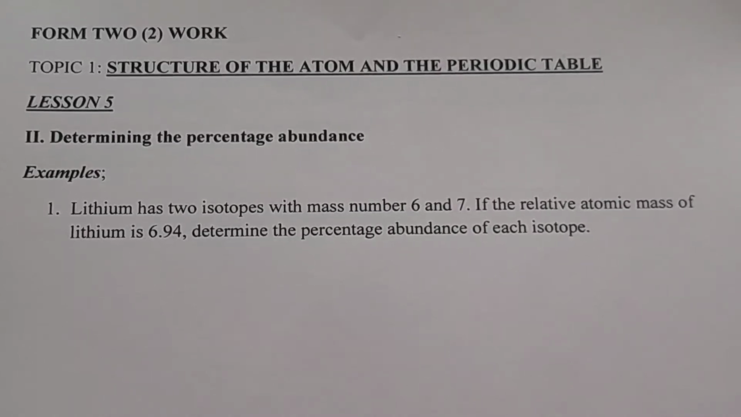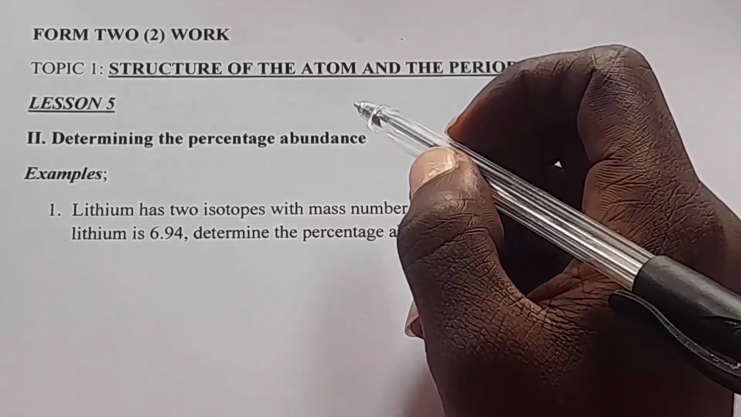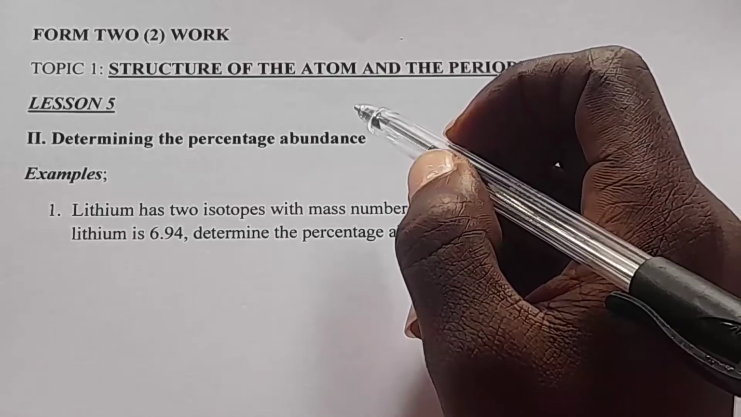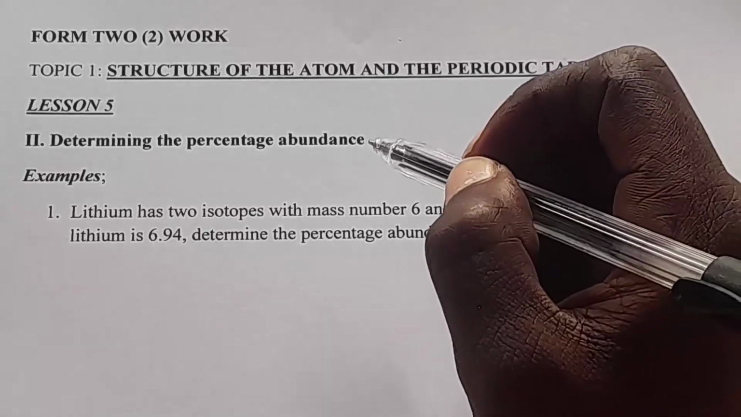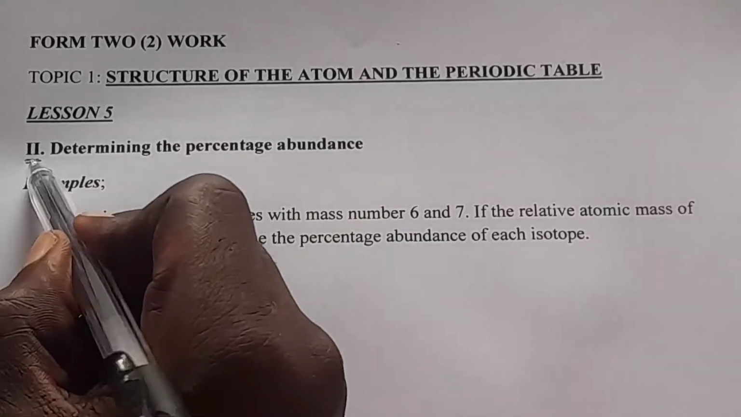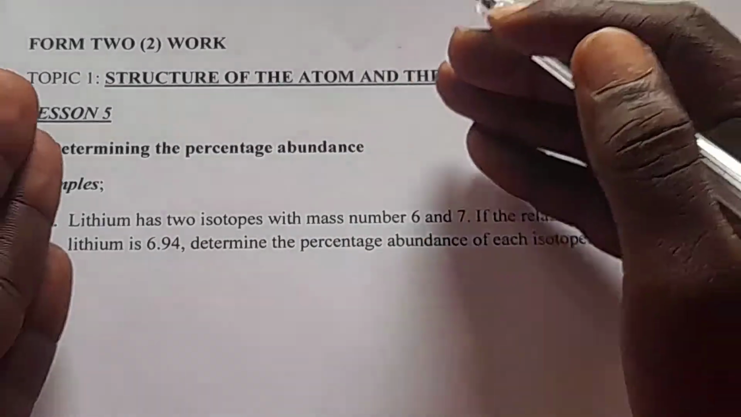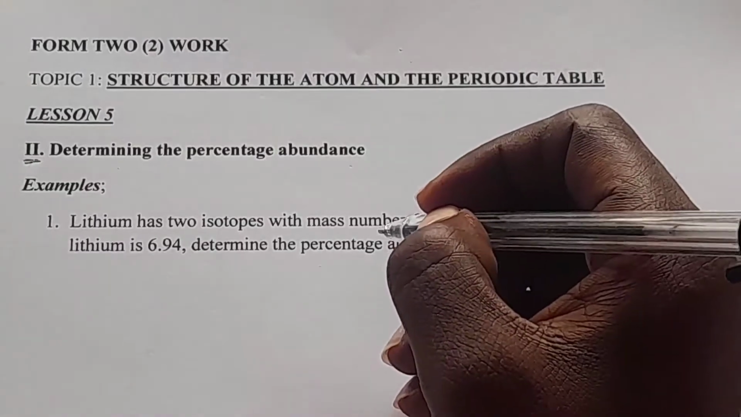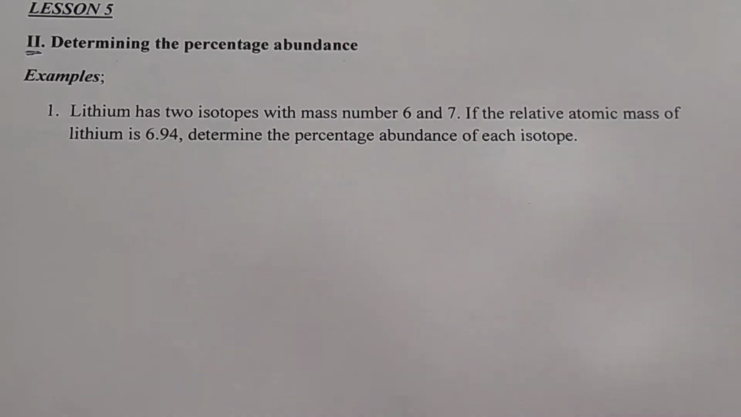Hello learners, previously in Form 2 and Lesson 4, we were dealing with determining the relative atomic mass, R.A.M, given percentage abundance. But now in our Lesson 2, in our second, we are dealing with determining the percentage abundance. In this case, you are given the relative atomic mass. Okay, example 1. Lithium has two isotopes with mass numbers 6 and 7. If the relative atomic mass of lithium is 6.94, determine the percentage of each isotope.